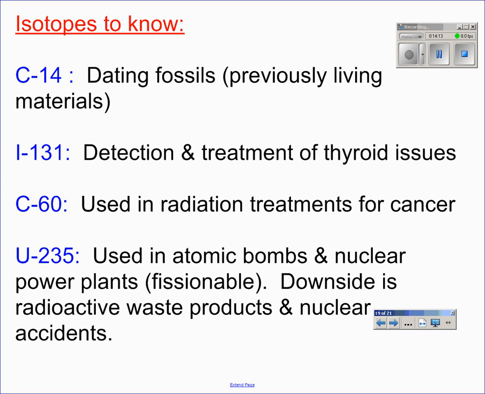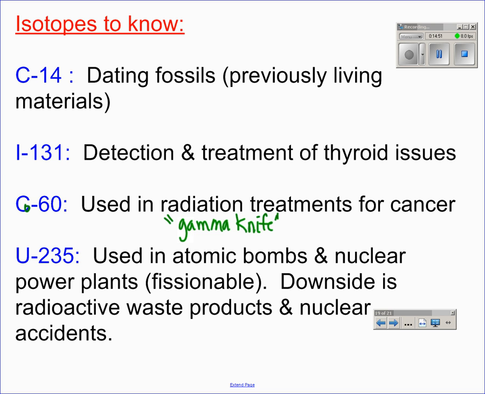Okay, you need to be familiar with certain radioisotopes and their jobs. Carbon-14, people use for dating previously living materials and fossils. Iodine-131 is detection and treatment of thyroid issues. Cobalt-60 is used in the radiation treatments for cancer. This is the gamma knife. The gamma radiation is used to essentially kill fast-growing cells.